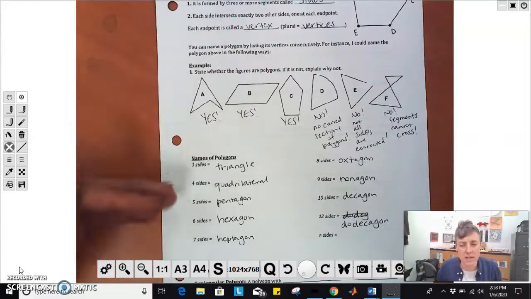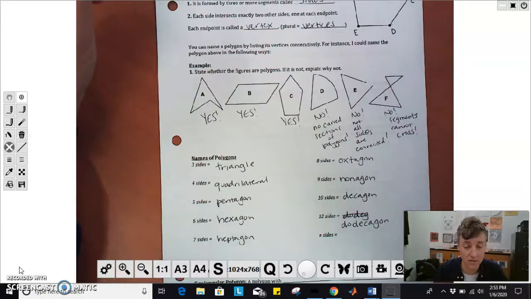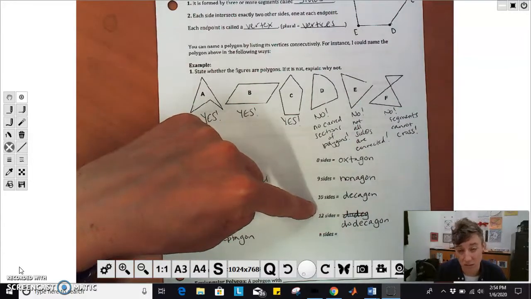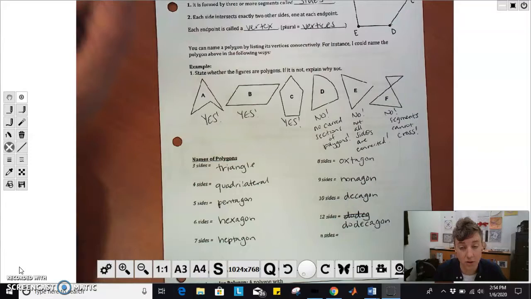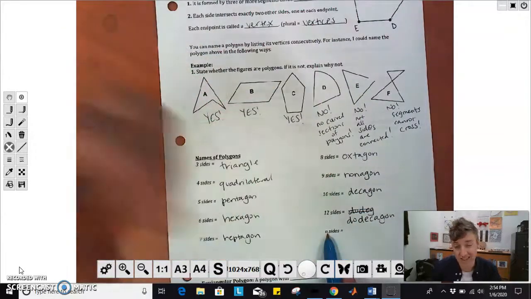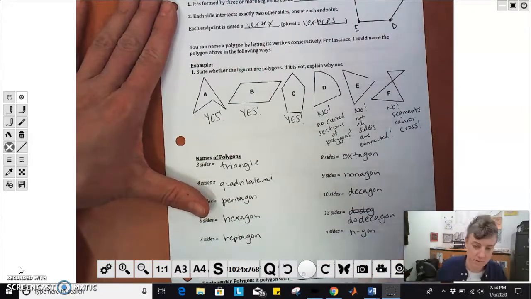And these are the only polygons that get specific names. If they have any other number of sides, like something that has 11 sides would be called an 11-gon. Or 13 sides would be a 13-gon. So for n sides, meaning a different number of sides than what is represented here, in any other number, it would be called an n-gon.